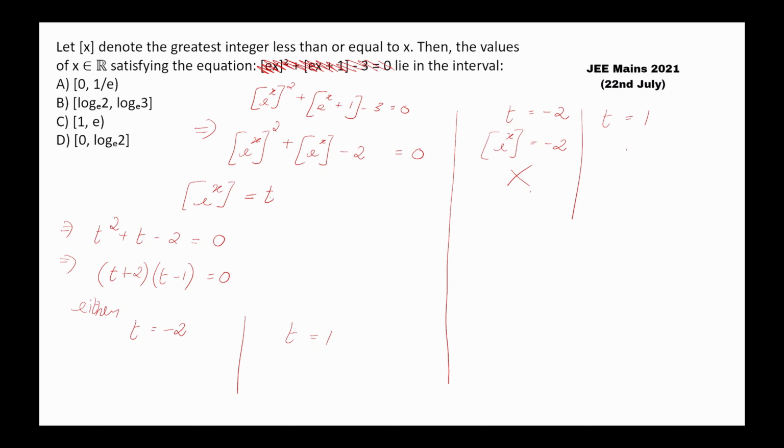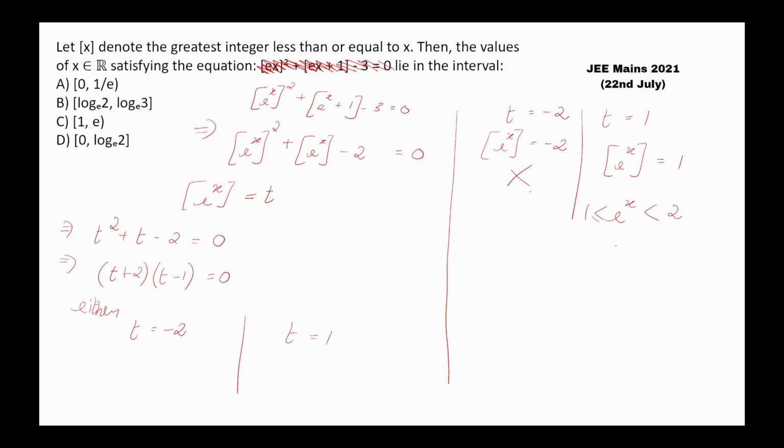Next we have t is equals to 1. Now I can say e to the power x, if anything inside the greatest integer function is equals to 1, that means that value would be ranging from 1 to 2, where 2 is not included and 1 is included. So from here I can say e to the power x would be less than 2 and greater than or equal to 1. Then only we could have gotten this value to be 1, right?